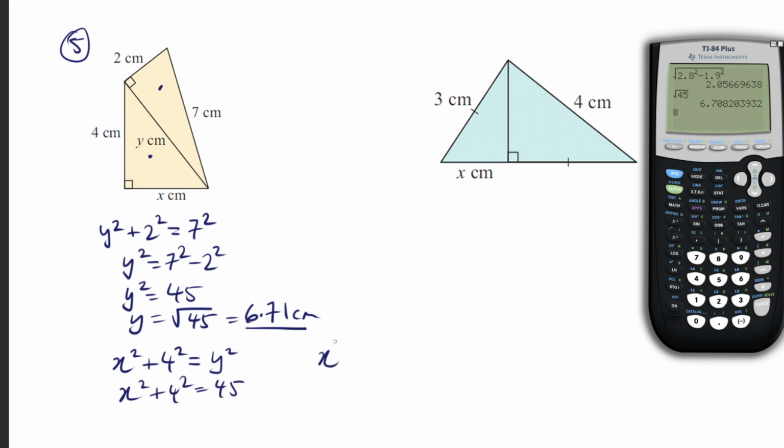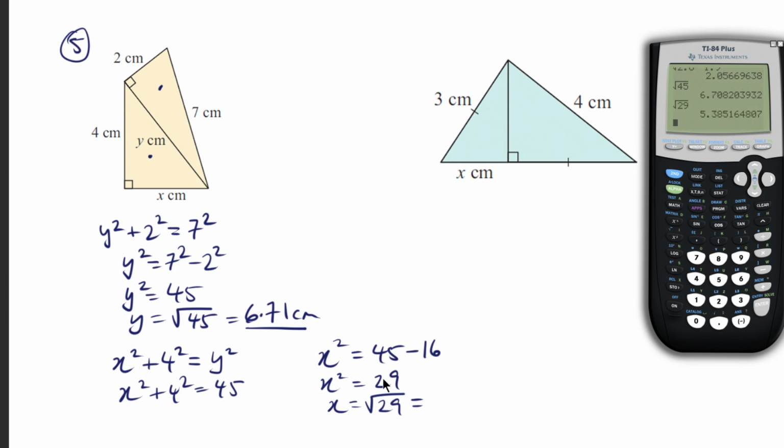So that becomes, this is 16. So I need to do 45 minus 16, which is 29. And then I just do the square root of 29 to get the answer for x. Okay, so 5.39 centimeters.